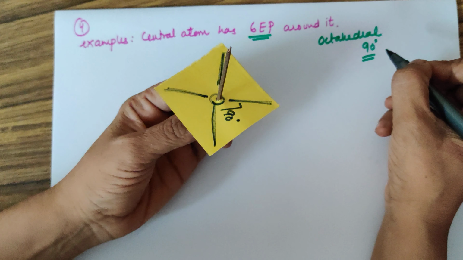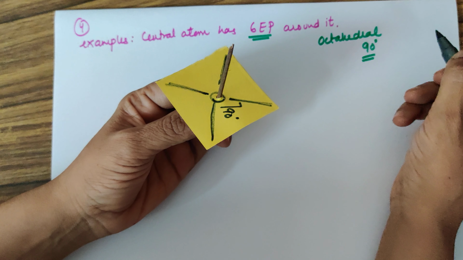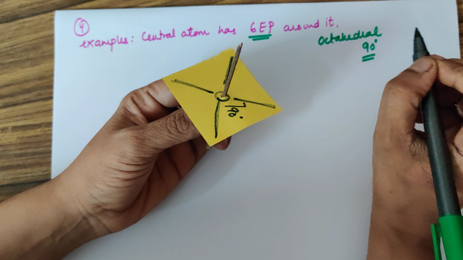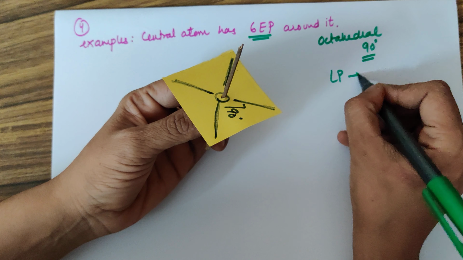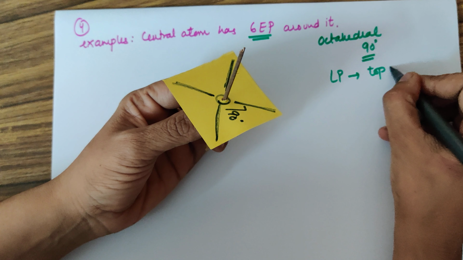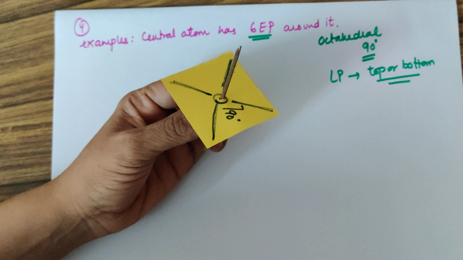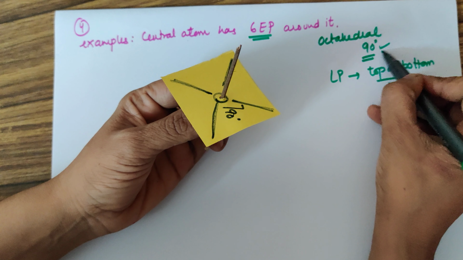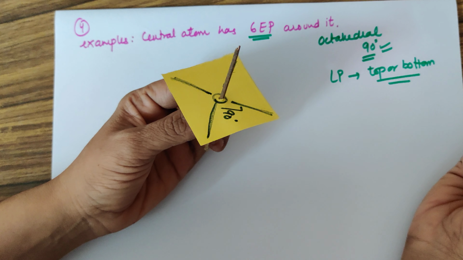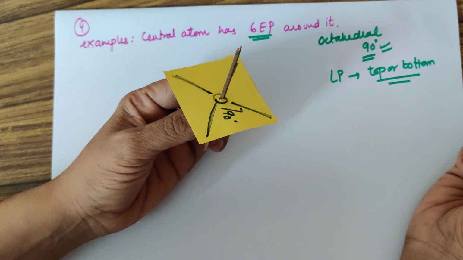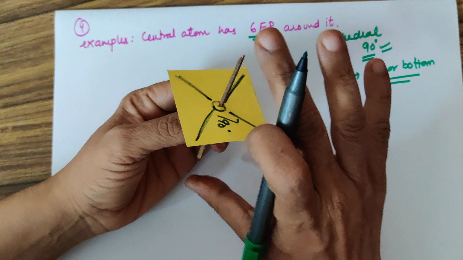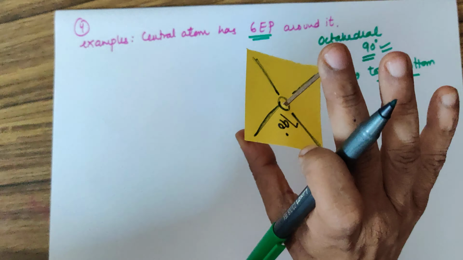Now since all angles are 90, you don't need to worry where to place the lone pairs. But I would advise, please keep lone pairs on top or bottom position, just for better understanding, no other reason. Otherwise, angles are all 90. You can place it anywhere that you want. The answer should be correct. You should be marked fully. But my advice is, please place the lone pair on top and the bottom to understand the shape a little better.